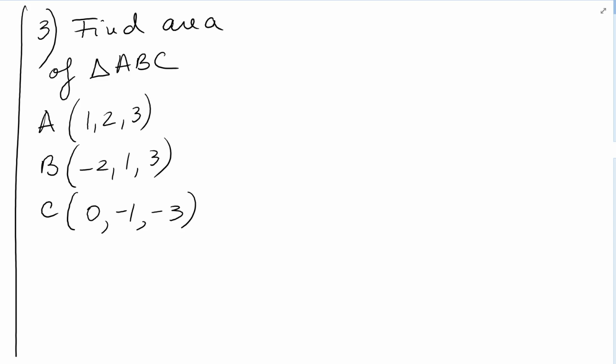Now find the area of triangle ABC, where A has the coordinates 1, 2, 3, B has the coordinates negative 2, 1, 3, and C has the coordinates 0, negative 1, negative 3. Knowing this, we can find that vector AB, using the information from previous lessons, is negative 2 minus 1.